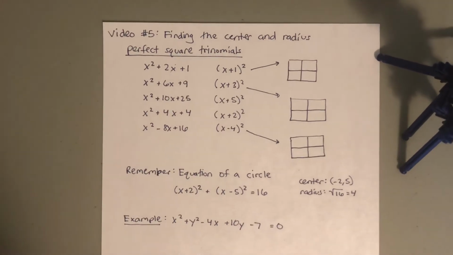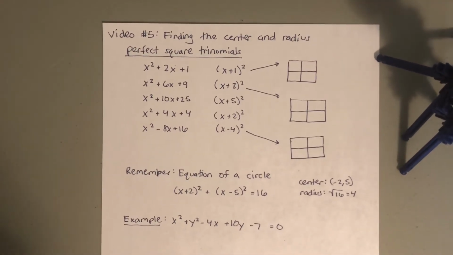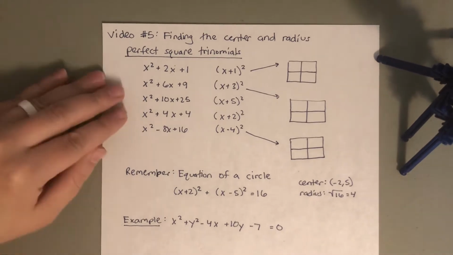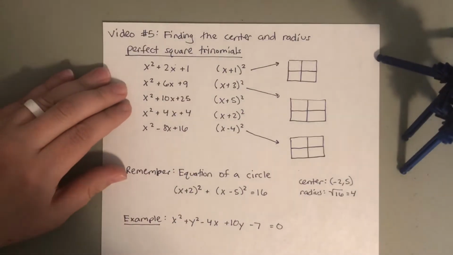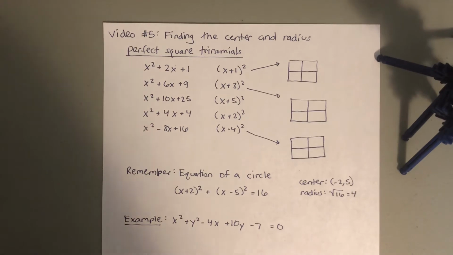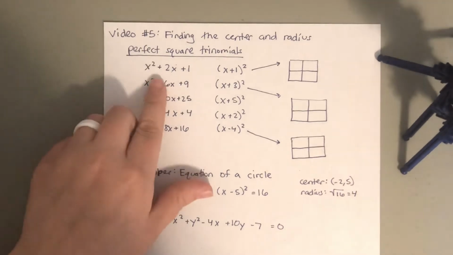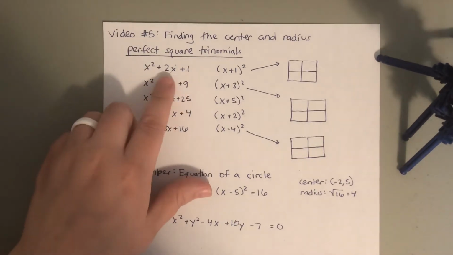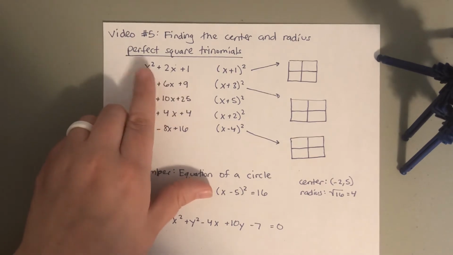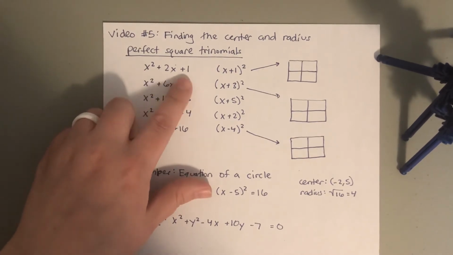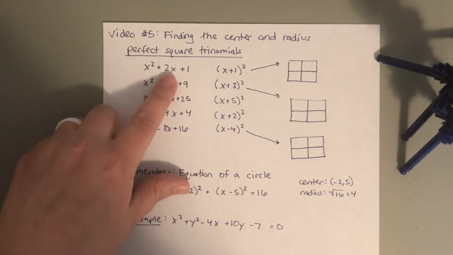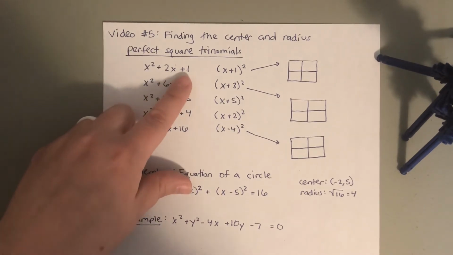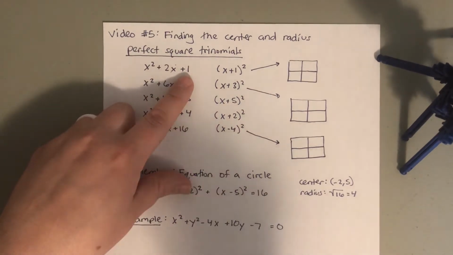All right, so today we're going to keep working on finding the center and radius of circles when the equation is written in different ways. We're going to start with what we talked about last week, these perfect square trinomials. So remember that a trinomial is a little expression like this with three terms in it. Tri means three, so x squared is one term, 2x is another term, 1 is another term. Because there's three of them, we call this a trinomial.